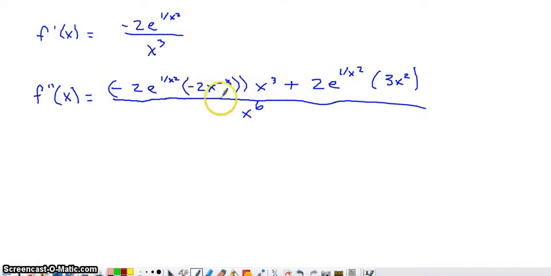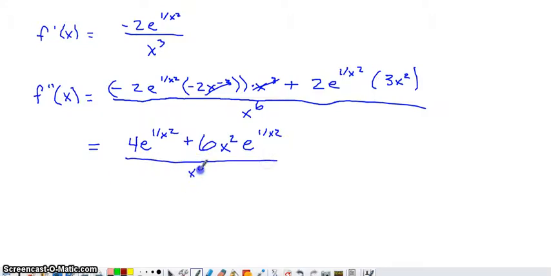The first thing that I notice right away is that between this term here, if I take the product of x to the negative third and x to the third, those are actually going to cancel. That's very nice that that happened. And then I notice I have a negative 2 times another negative 2. So I'm going to be able to rewrite that numerator as positive 4 e to the 1 over x squared. And then, let's see, this piece doesn't really simplify too much. I can multiply my 2 and my 3 together, and I can rewrite that as 6. I'm going to put the x squared next, and then the e to the 1 over x squared last. And that's all going to be over x to the 6th still.